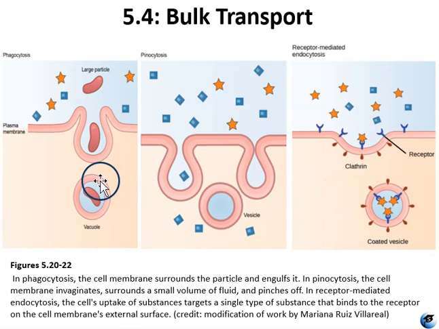Figures 5.20 and 5.21 help illustrate the difference between phagocytosis, which is shown here, and pinocytosis, shown here. The difference between these two really is just a factor of scale. Phagocytosis is used for larger particles, and that's why it's like eating, right? And pinocytosis is used more for small ions and water, which is why it's called cell drinking.